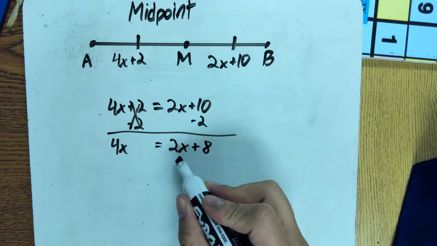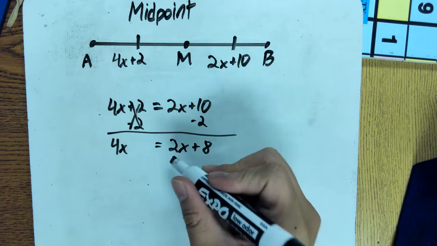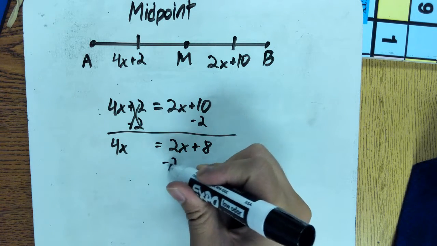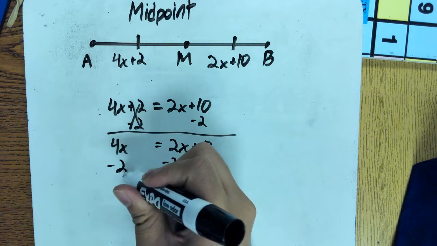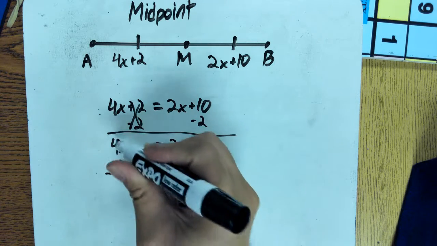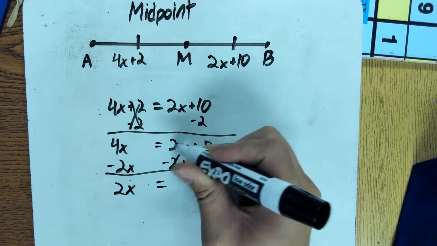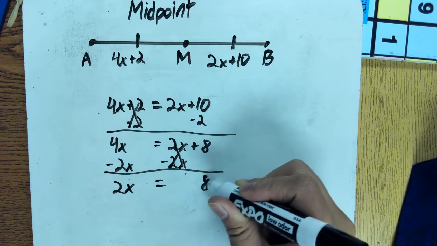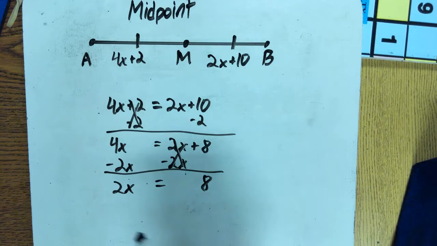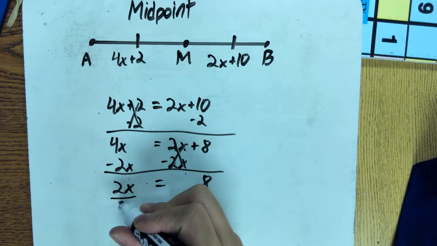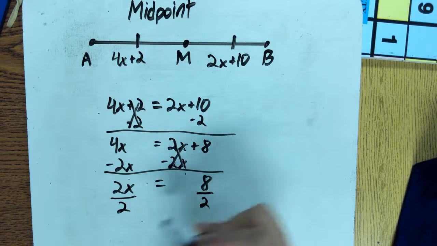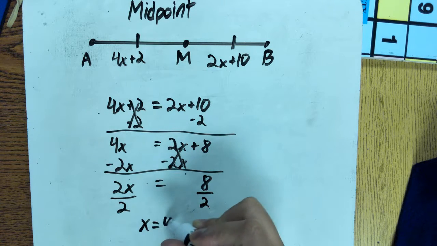Now I can move this 2x to the left. Right now it's a positive 2x, so I do the opposite: minus 2x on both sides. 4x minus 2x gives me 2x, the 2x cancels on the right, and this 8 drops down. And lastly, 2x equals 8. That means 2 times x, so the opposite is we divide, to get x equals 4.